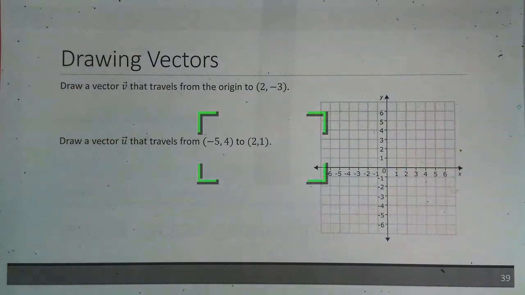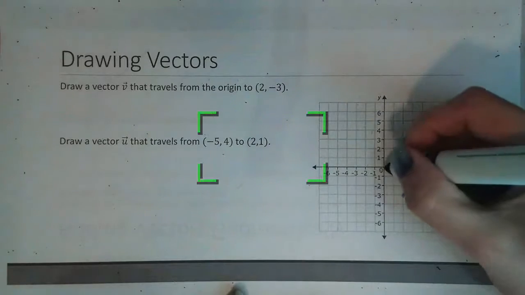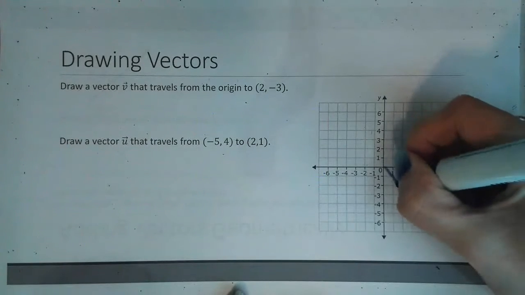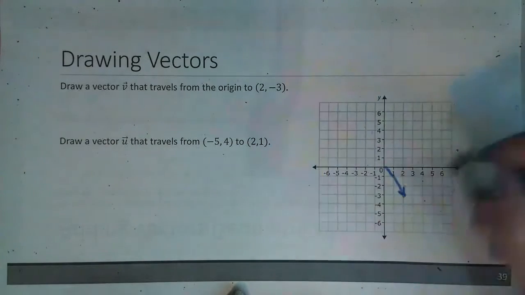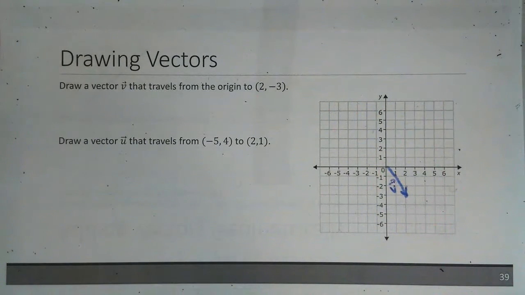So we're going to start by drawing a vector v that travels from the origin to 2, -3. So let's find 2, -3. And we're going to draw an arrow from the origin to that point. And that is our vector v. That's all there is to it.